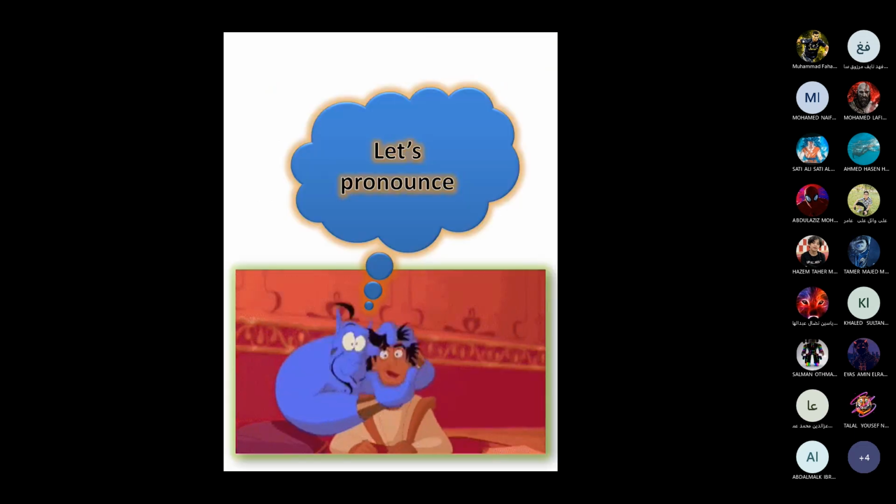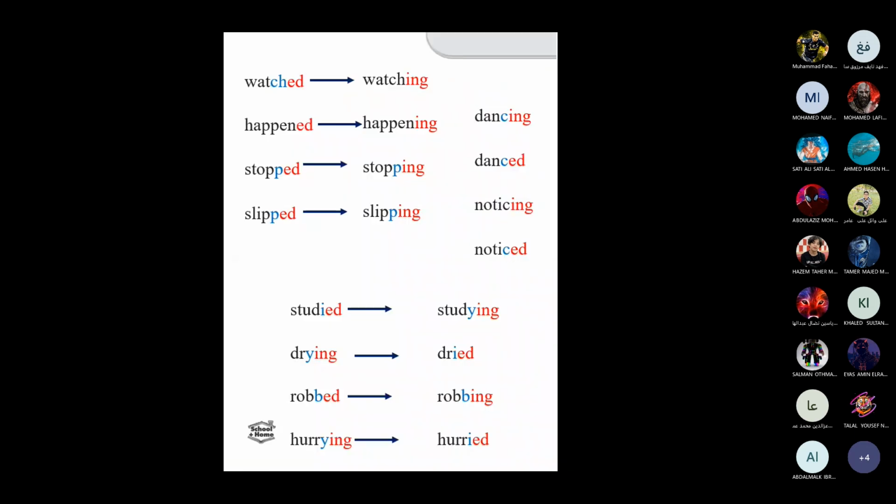Then after that, we have our words today. These are the words which we have to pronounce and spell today. So you have watched, watching, happened, happening, stopped, stopping, slipped, slipping. Pay attention, guys. Studied, studying, drying, dried, robbed, robbing, hurrying, hurried, dancing, danced, noticed, noticing.